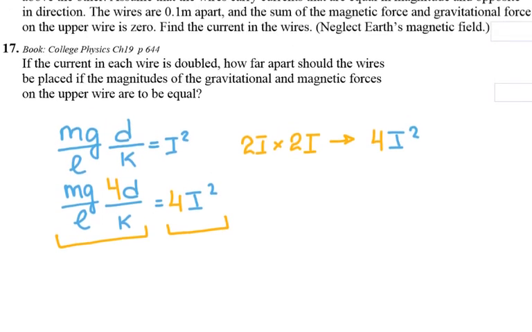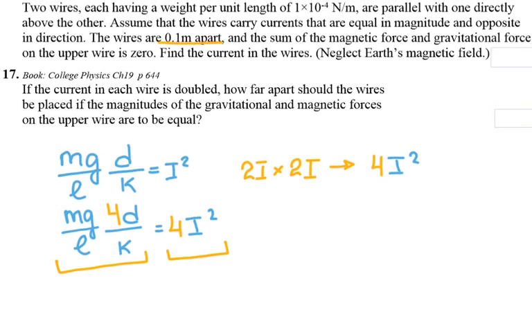So if before the distance was 0.1 meter apart, now the new distance is 4 times as big, which is 0.4 meters apart. So under these conditions, doubling the current will still keep the wires separated, with the top one not falling down and canceling its gravitational force.